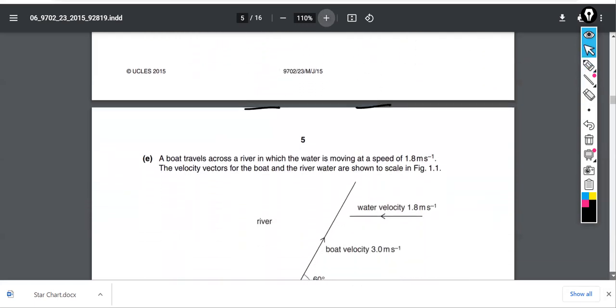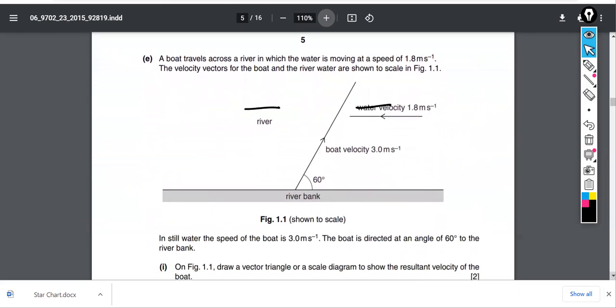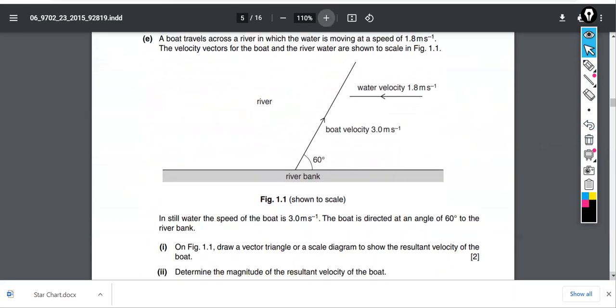Follow directions. All right. A boat travels across a river in which the water is moving at a speed of 1.8 meters per second. The velocity vectors for the boat and the river water are shown to scale in figure 1.1. In still water, the speed of the boat is 3 meters per second. The boat is directed at an angle of 60 degrees to the riverbank. And it says, on this figure, draw a vector triangle or a scale diagram to show the resultant velocity of the boat. Determine the magnitude of the resultant velocity of the boat.